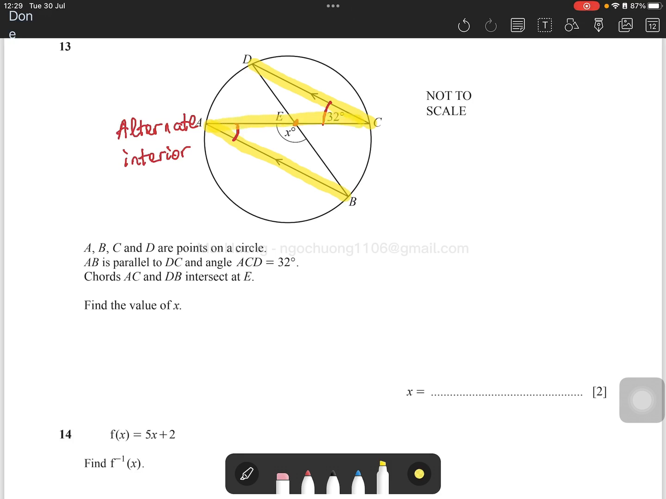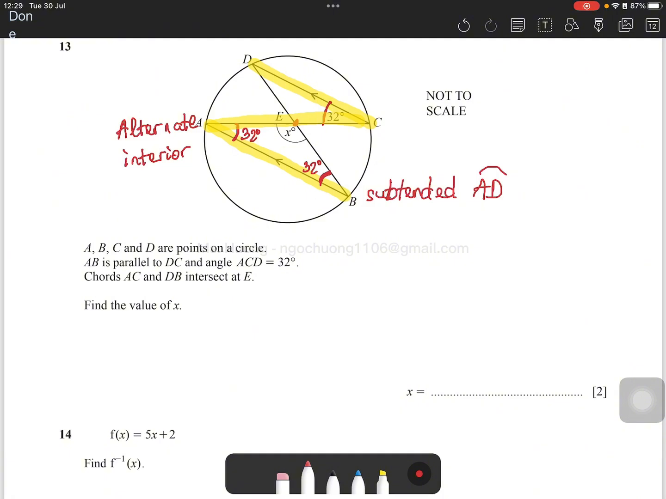Alternate interior angles. And the angle C is also equal to the angle B because they subtend the same chord AD. This means the angle A is 32 degrees and the angle B is also 32 degrees.